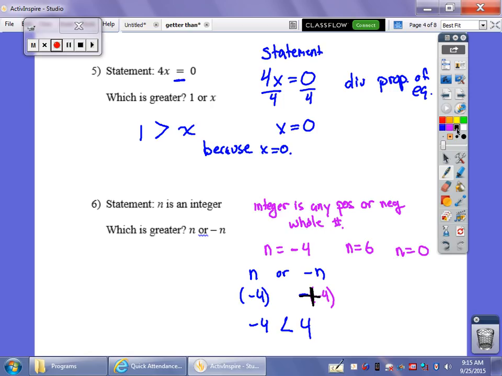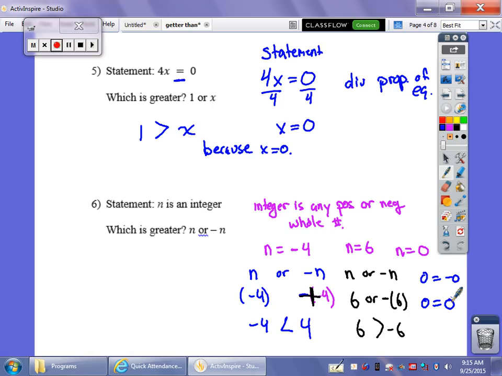So that means negative n is greater. If we plug in a 6, so we have n or negative n, I'm plugging in 6 or -6. Well, this time 6 is greater than -6. So do you see how now n is greater? And if you plug in 0, what you're going to get is 0 equals -0, which is just 0 equals 0.